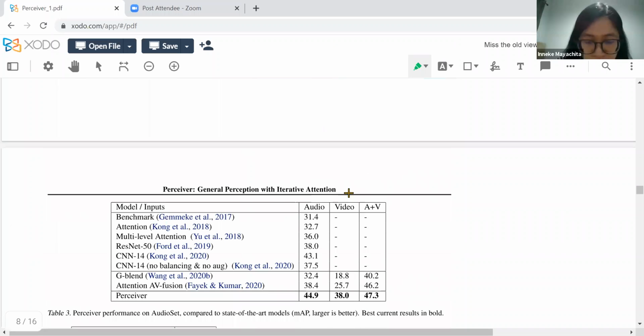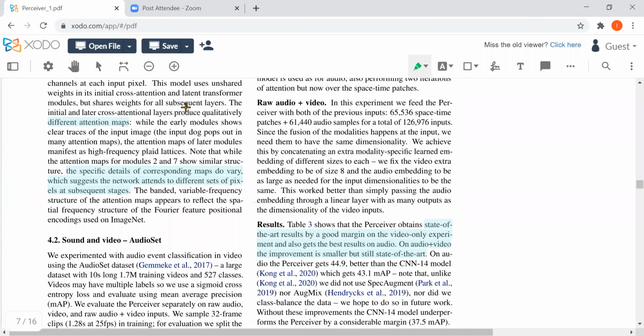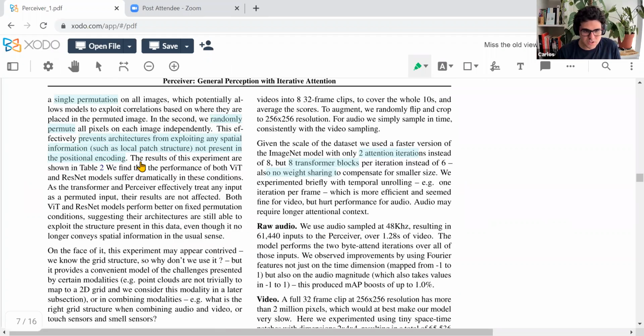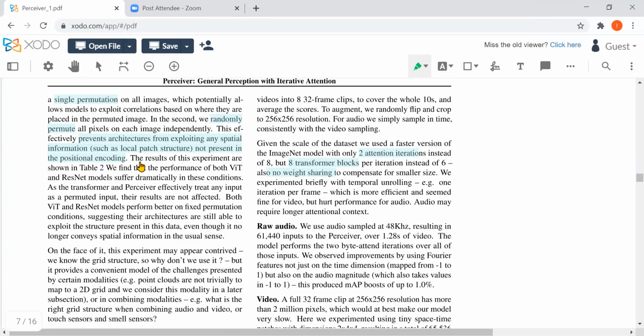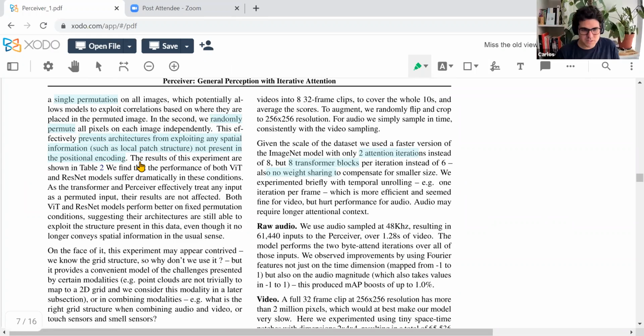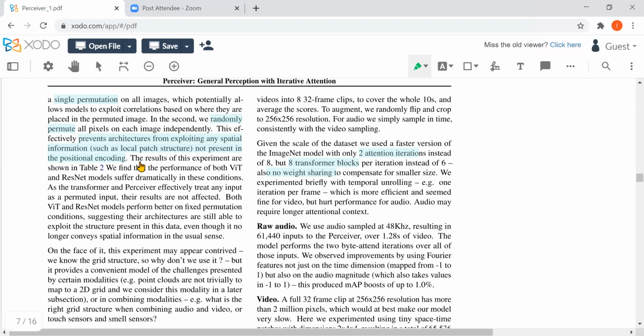That would mean that you would have to change quite a few pixels, right? Yeah, no, they randomly permute all pixels on each image independently. So they don't mention thresholds of how much shuffle. But this also leads to the question, what is the use of the positional encoding? They should show pictures of a simple data set and whether it's still humanly possible to figure out it's a dog or not.